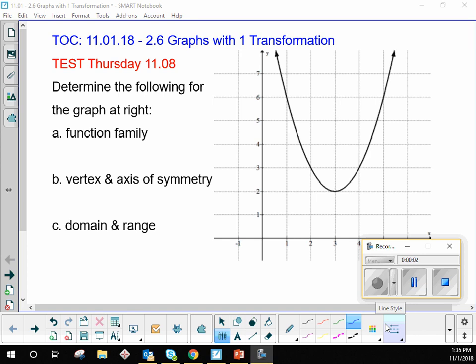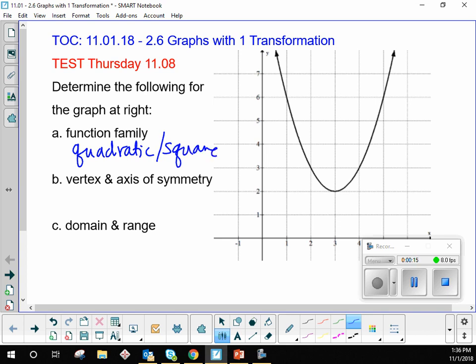Okay, so starting again, what is the function family here? Quadratic or square, whichever you want to write. What is the vertex, please? 3, 2. As a point, right, with parentheses and a comma. What's the axis of symmetry? X equals 3, right? Not just 3, but x equals 3, because 3 is just 3.